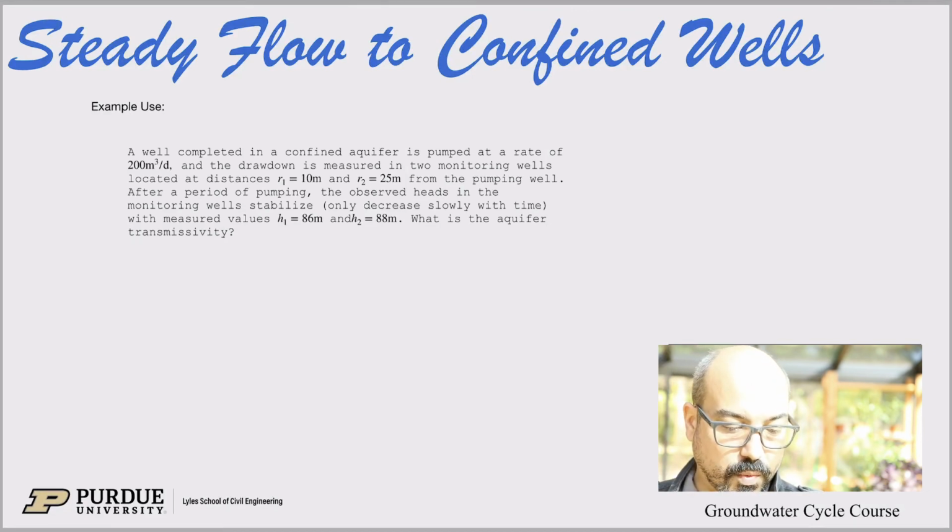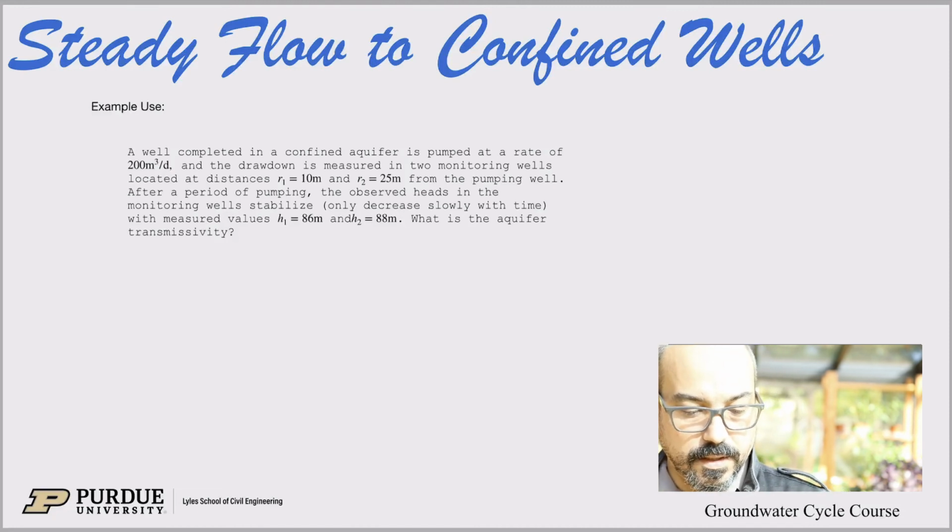So a well is completed in a confined aquifer and pumped at some discharge, Q, 200 cubic meters per day. The drawdown is measured at 2 monitoring wells, which are 10 and 25 meters from the pumping well. So now we have those 2 observation wells, 10 and 25 meters from a well. The heads in the monitoring wells stabilize, and they're measured at 86 meters and 82 meters in those 2 wells. So again, remember that these are now given in heads, not in drawdowns, right?